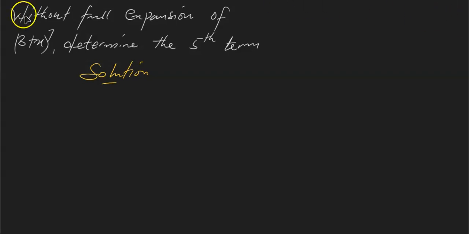Today we have a question which says, without full expansion of (3 + x)^7, determine the fifth term. So we are going to use the nCr method to find the fifth term.